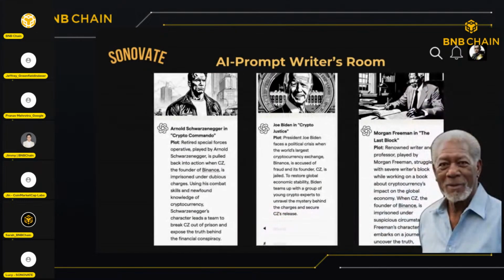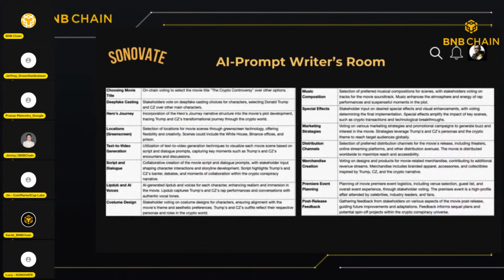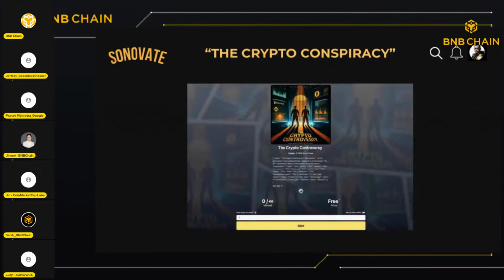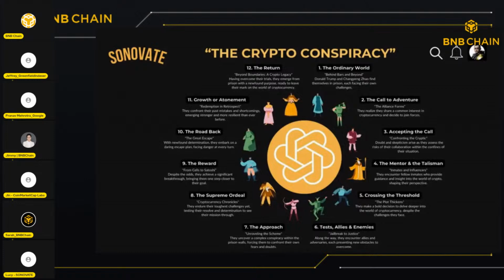Writers receive AI-generated prompts to inspire new scenes, dialogues, and plot twists for the hero's journey. AI prompt: Outline a plot for The Crypto Controversy, a movie that follows the rise and fall of Donald Trump and CZ in the cryptocurrency world. Include key events such as their initial partnership, the rapid growth of their crypto empire, the legal challenges they face, and their eventual imprisonment. Highlight the themes of ambition, betrayal, and redemption.